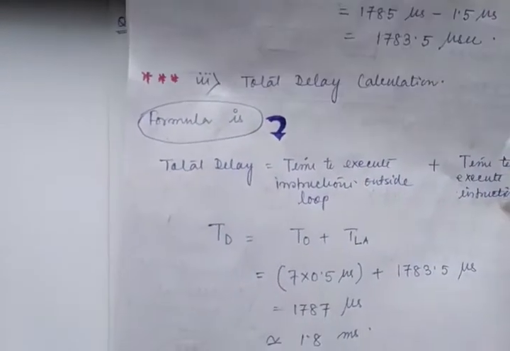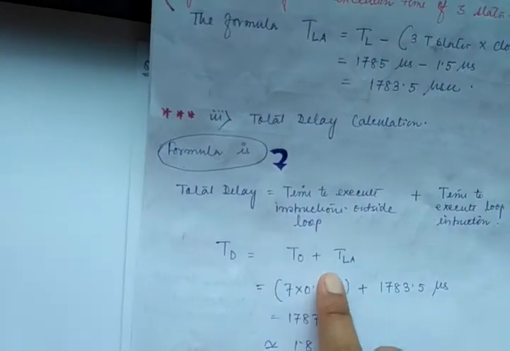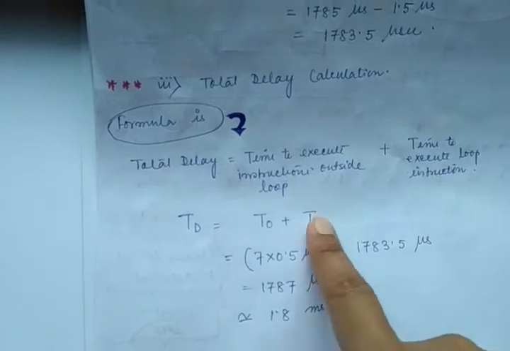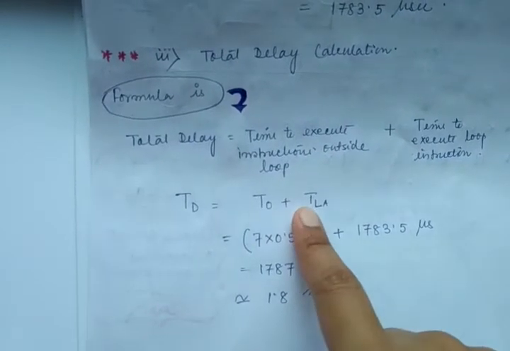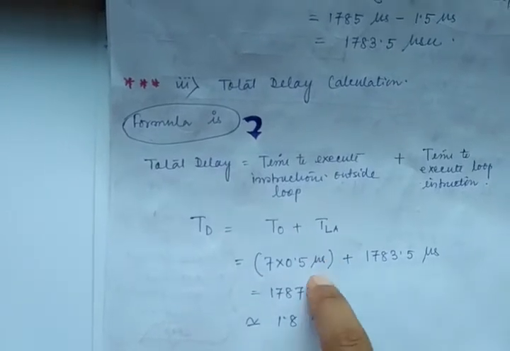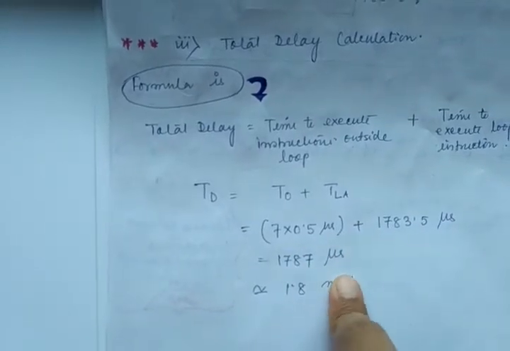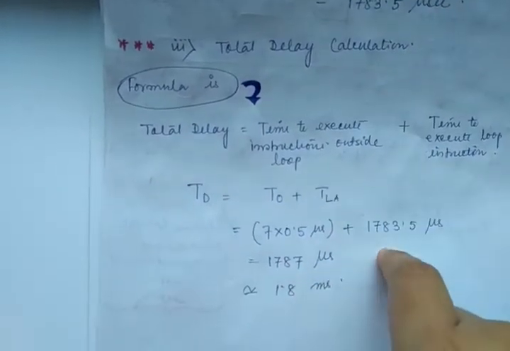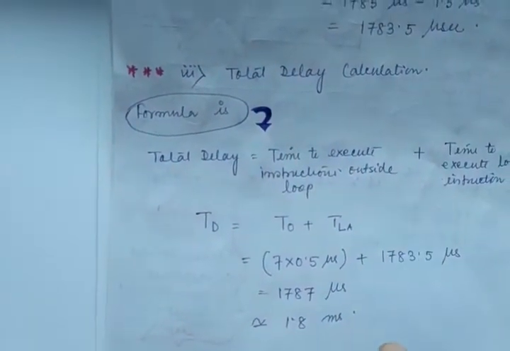Now it's time for the total delay calculation. The formula is TD, the total delay, which is the time to execute the instructions outside the loop plus the time to execute the instructions inside the loop, taken as the adjusted value. Outside the loop there is only one instruction, MVI, and for MVI the T state requirement is 7, so 7 into 0.5 is calculated and added to your adjusted loop value. This is the total time delay inside and beyond the loop. Okay, so this is the total delay calculation for your microprocessor.